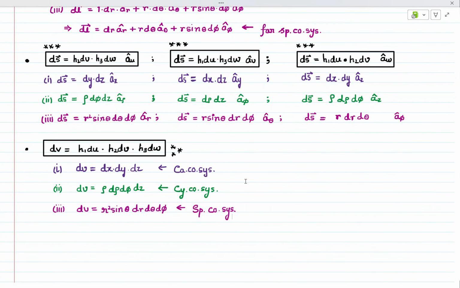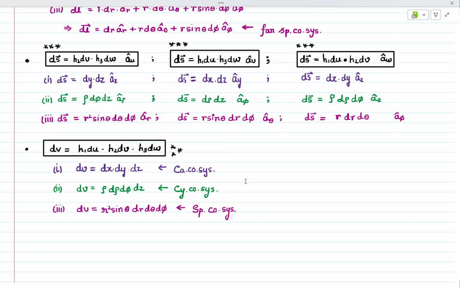Depending upon this normalized formula, I have discussed all of the differential length, area, and volume concepts in case of any coordinate system. This is actually called the analytical approach. The previous approach, whatever we discussed by using the graph or the coordinate system, is called the graphical approach. And this is called the analytical approach. So that's all about it.